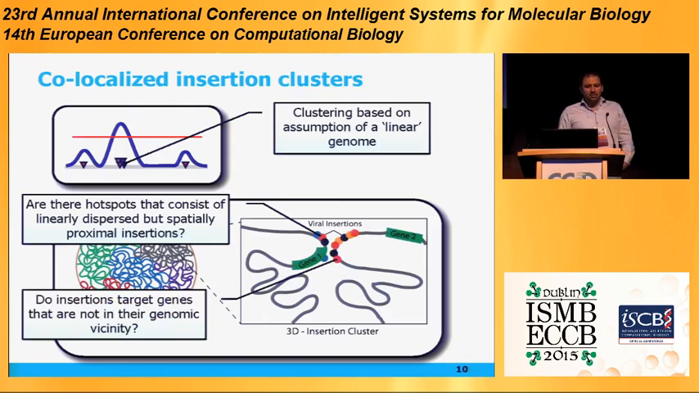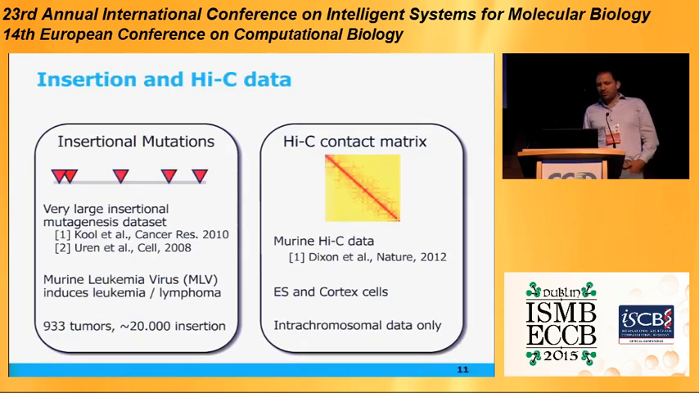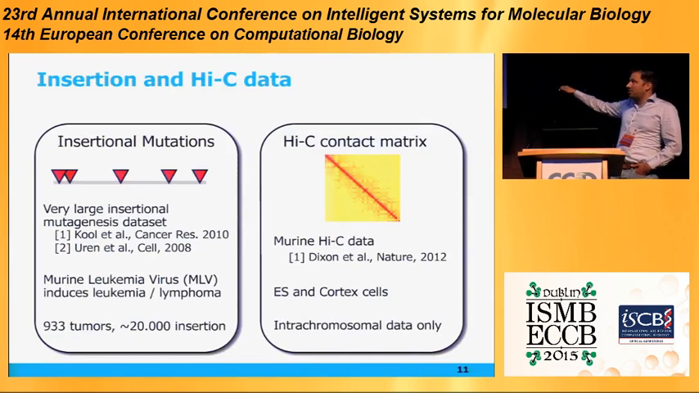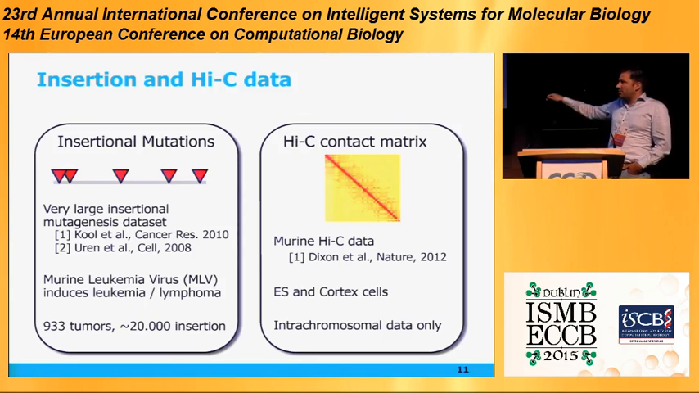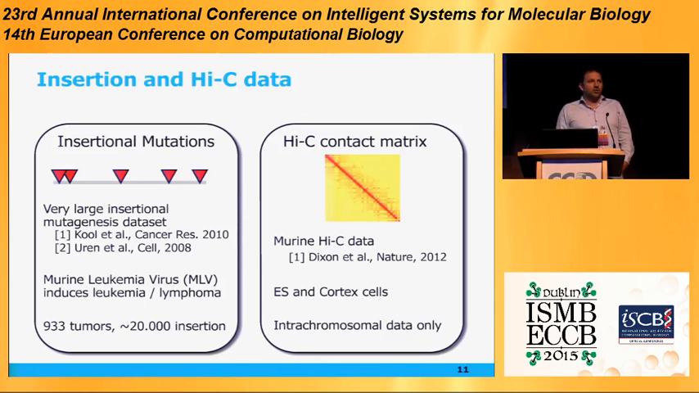And if this is the case, can it be the case that insertions target genes that are actually not next door? So those are the kinds of questions that we asked. To answer that, we looked at a very large insertional mutagenesis screen that we published a couple of years ago. I think today it's still the largest one around. It's based on the leukemia virus, which induces leukemia and also lymphoma. We have about 20,000 insertions in 933 tumors.